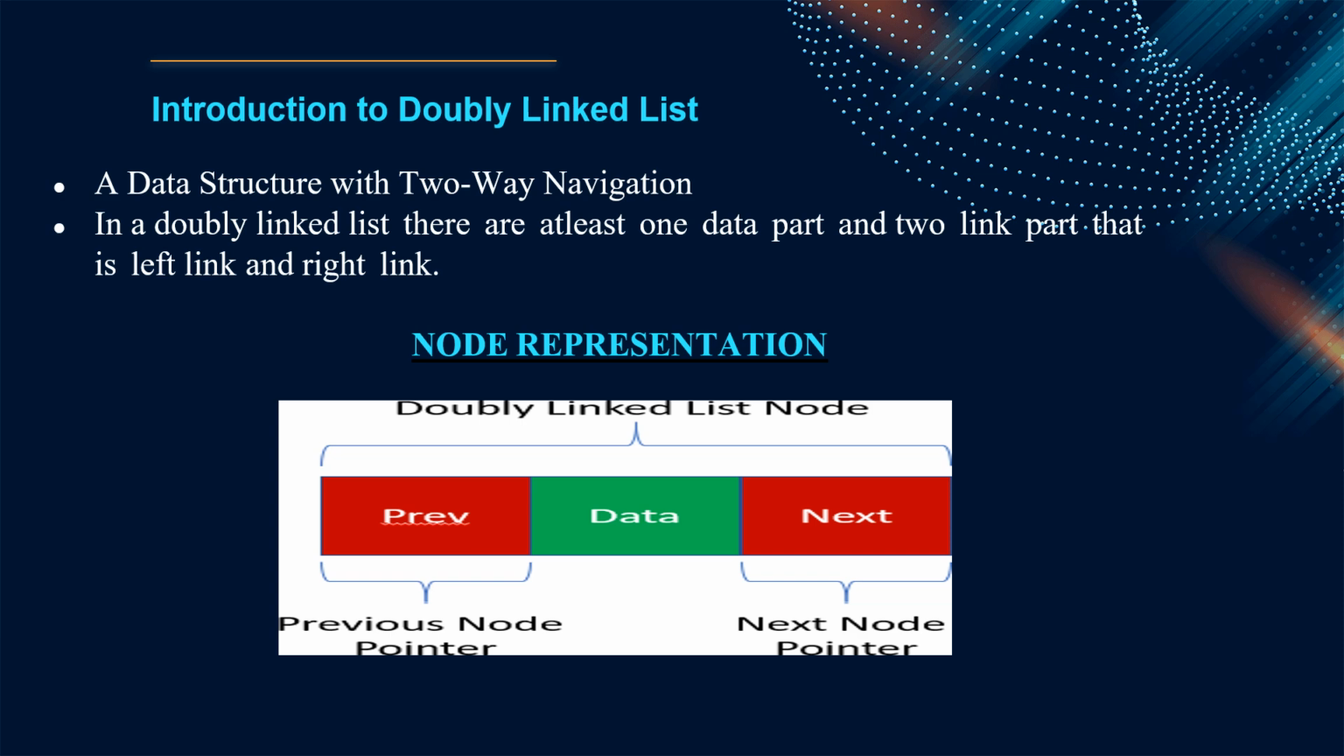A doubly linked list is a data structure that allows two-way navigation. Each node in a doubly linked list contains a data part and link parts. In the diagram, it's clear to see that the data part is used to store the actual value or information. And there are two link parts, one pointing to the previous node, that is the left link, and the other one pointing to the next node, that is the right link.